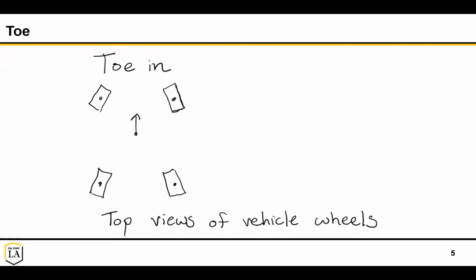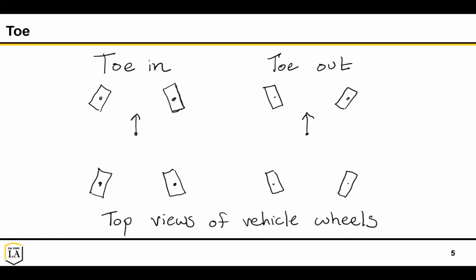Next, let's talk a little bit about the toe of your wheels. So this is looking down from a bird's eye top view of your vehicle, and this vehicle is going forward. And so in this case, when the tires point in at the front of the tire, and so they're closer together at the front, we call that toe in. And when the wheels are pointed out, we call that toe out.